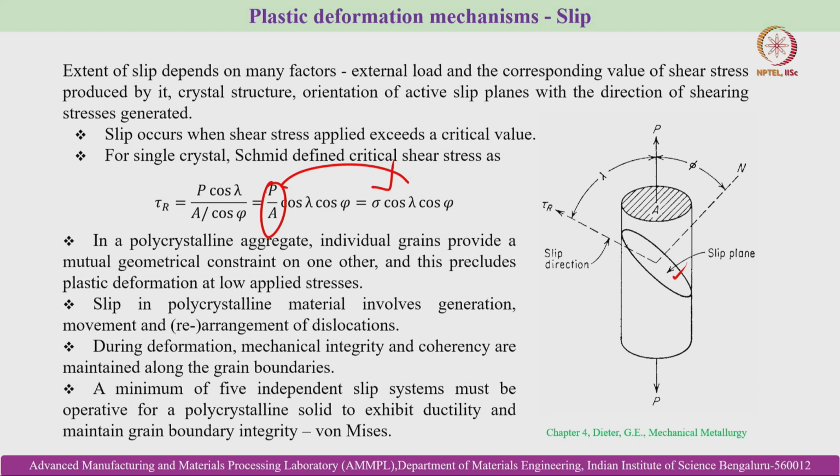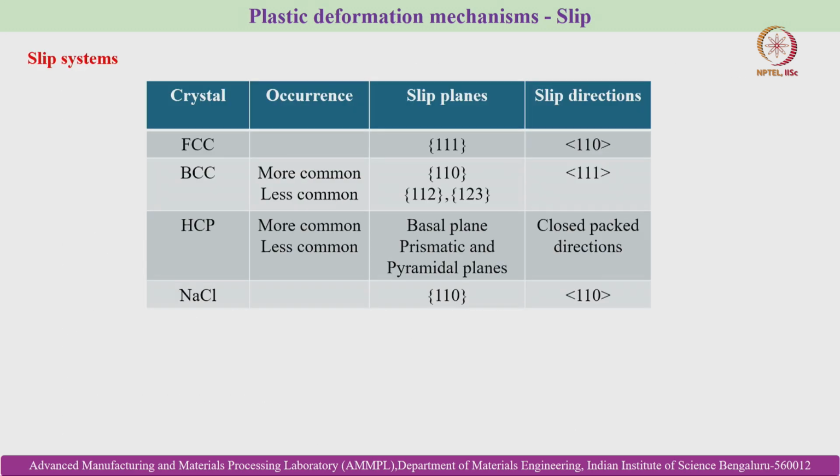Slip in a polycrystalline material involves generation, movement and rearrangement of dislocations. During deformation, mechanical integrity and coherency are maintained along the grain boundaries. A minimum of 5 independent slip systems must be operative for a polycrystalline solid to exhibit ductility and maintain grain boundary integrity, as given by von Mises. So, there must be 5 independent slip systems for a polycrystalline solid.